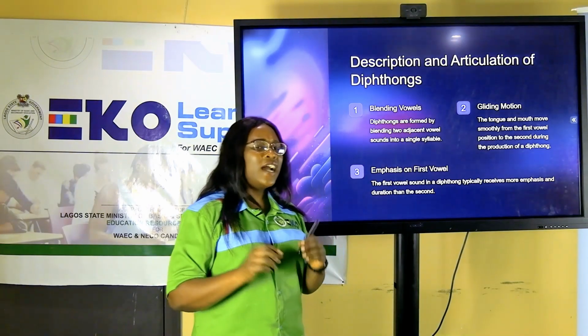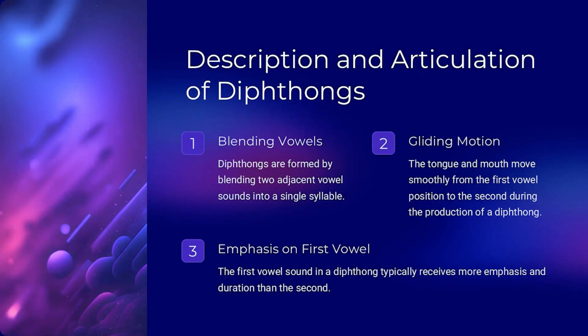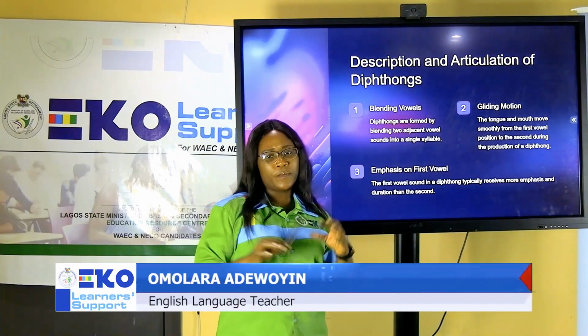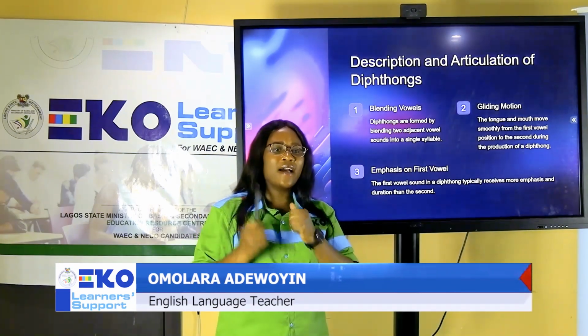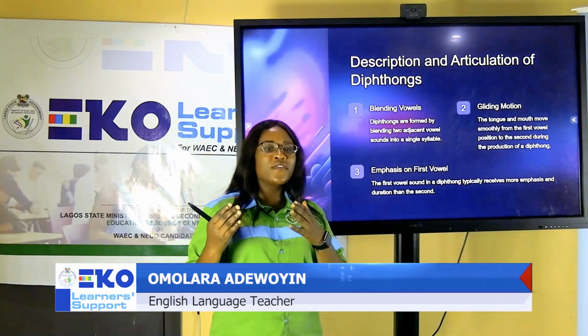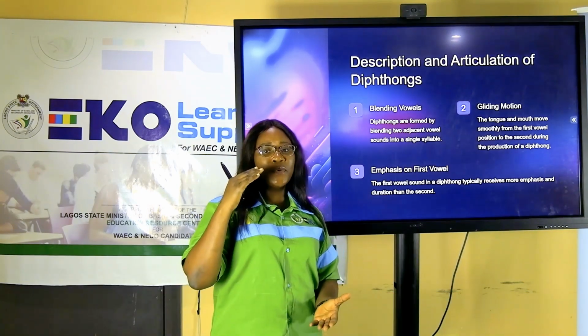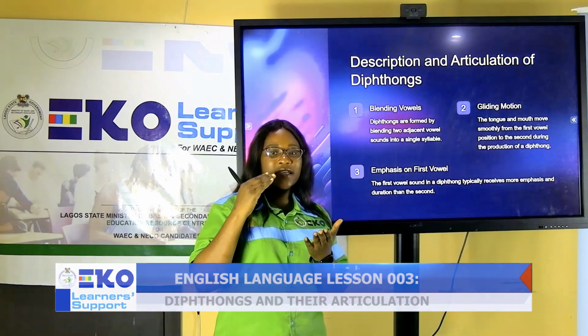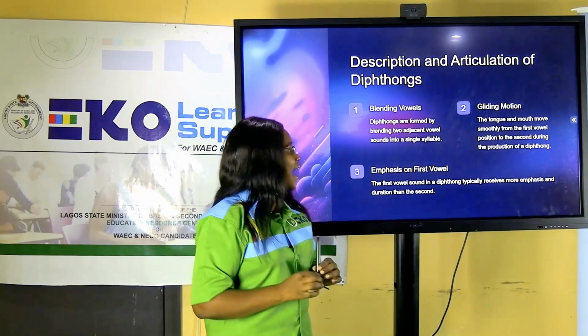Gliding motion is another characteristic feature of diphthongs. The tongue and mouth move smoothly from the first vowel position to the second during the production of a diphthong. For example, the sound I in the word buy. What happens in the production of I? A and E. The mouth moves from a more open state and goes closer up. What happens? We have A and E coming together to form the sound I.